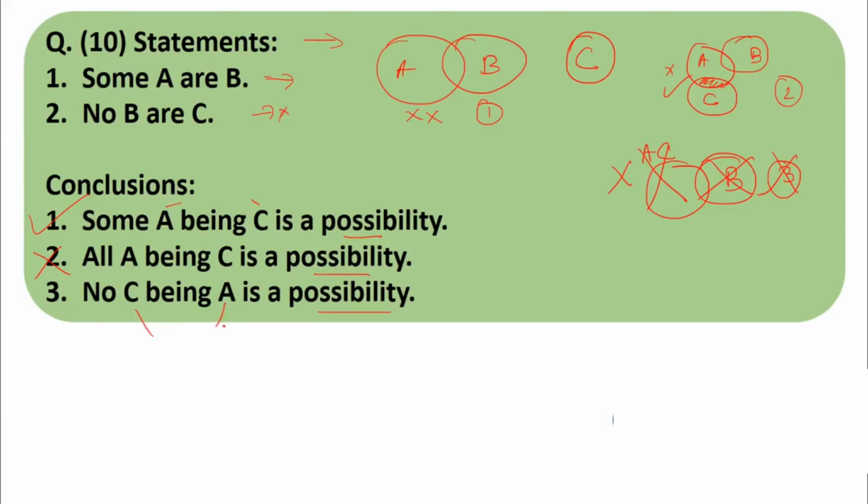Next, no C being A is a possibility. Again the relation between A and C. Here no C is A, so the conclusion is possible over here. Here some C is A, so the conclusion is not possible over here. We got one situation where the conclusion is possible, one situation where it is not possible. So it is a valid conclusion. Okay, moving on.